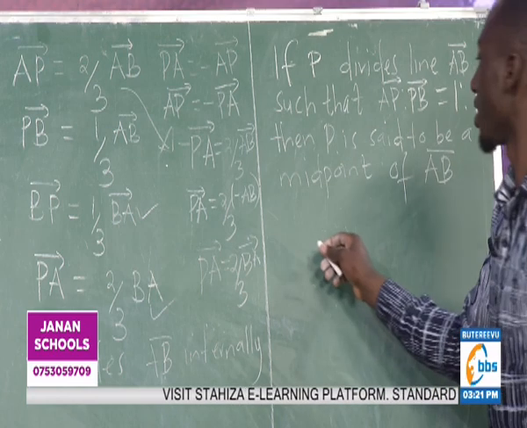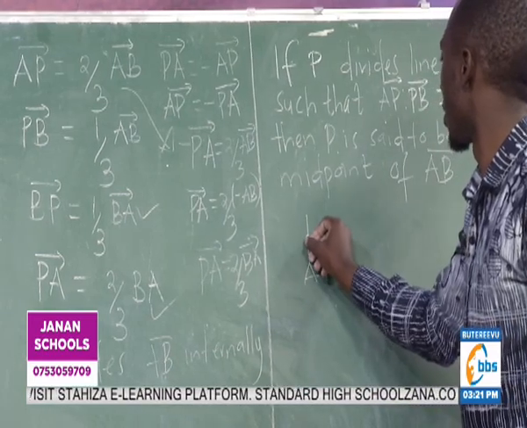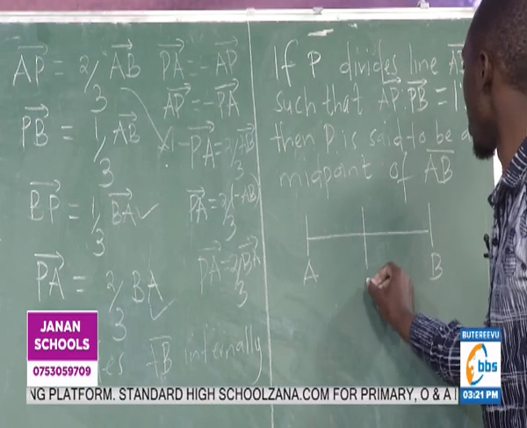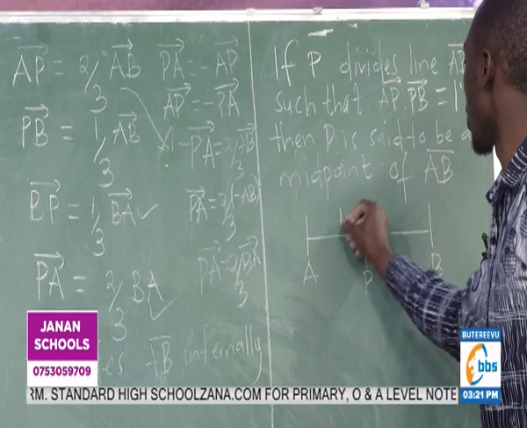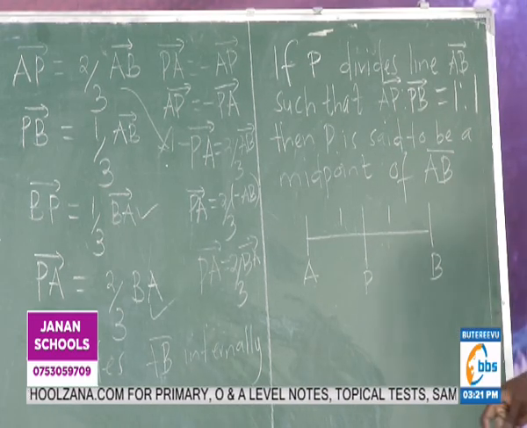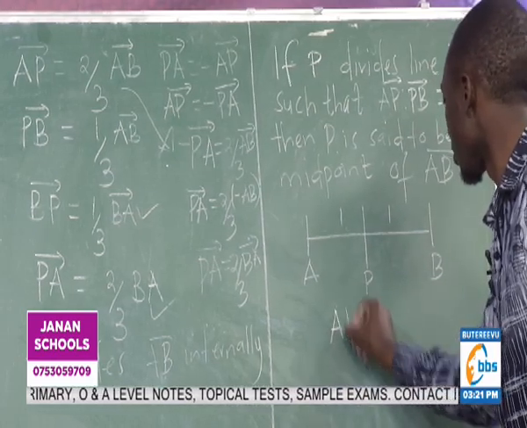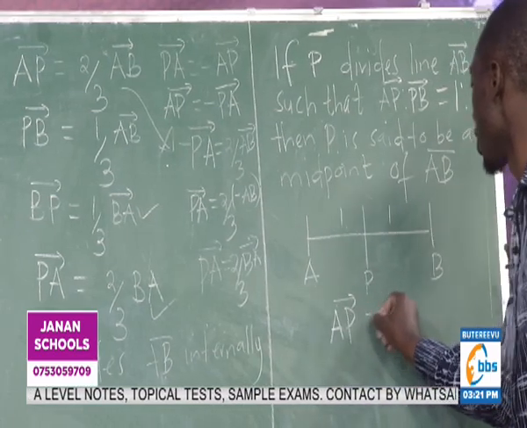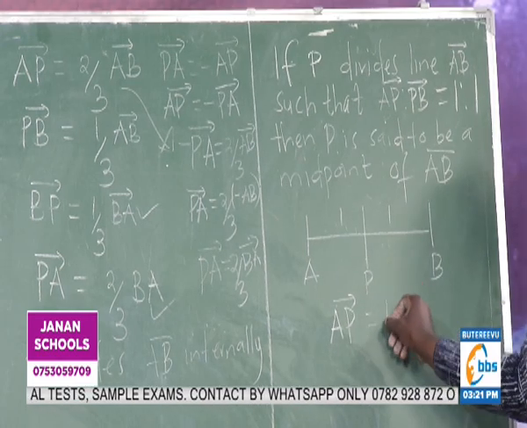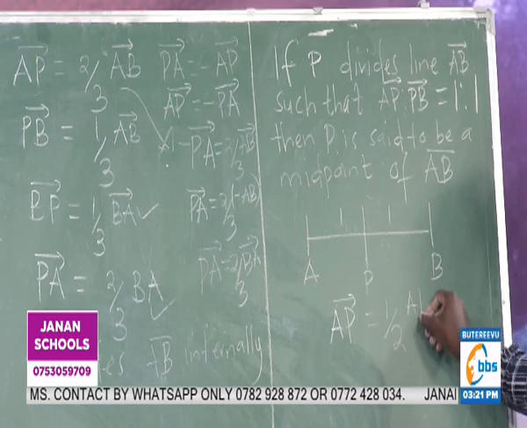If P is a midpoint, it means that I will have my line AB, and P must pass in the middle of this line. So this is 1, this is 1. Do you understand how we handle the midpoint? If I want to get AP, it will be 1 out of the ratio total, which is 2. It's 1 out of 2. It's half of AB.